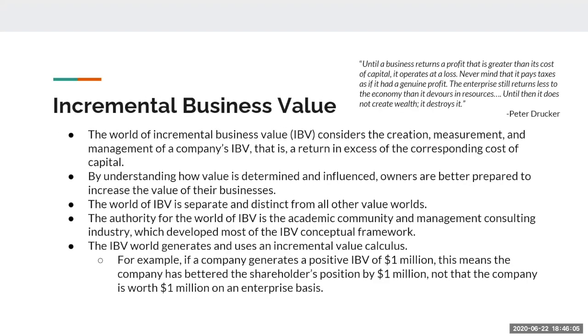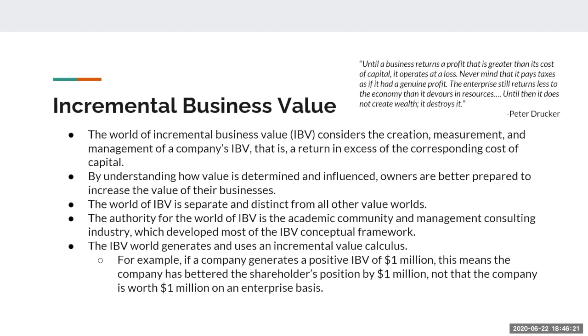Awesome, thanks, Jeff. And I'll try to go quick here. I may have to gloss over a few slides, but chapter 10, incremental business value, had a lot of great information in it. So I'll start with this quote in the upper right-hand corner.